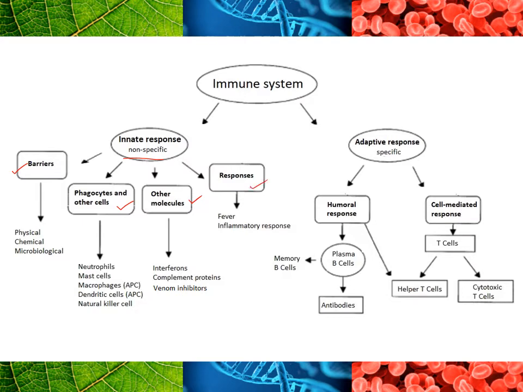We're going to move on now to the adaptive response, or the specific response. And in today's lesson, we're really just going to introduce a few things, so a few of the cells that are involved, and also have a look at the lymphatic system, which is the system that allows certain cells to move around the body for an immune response.